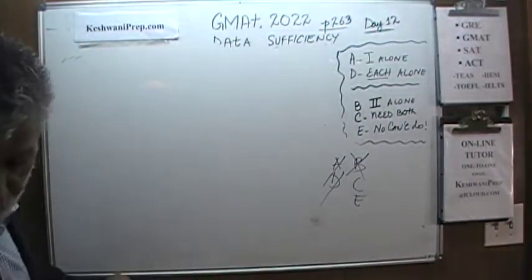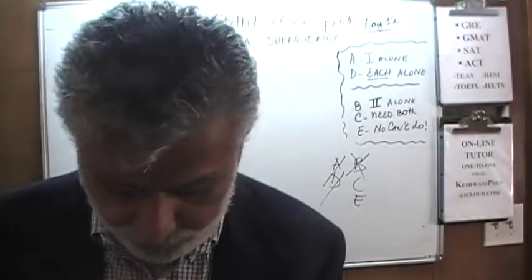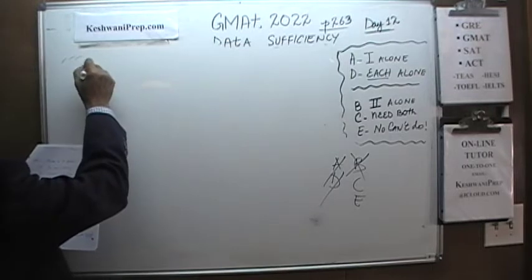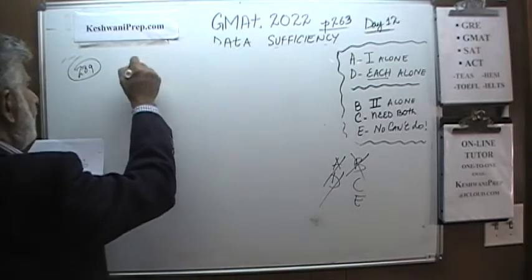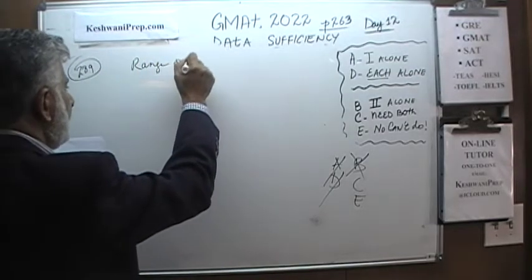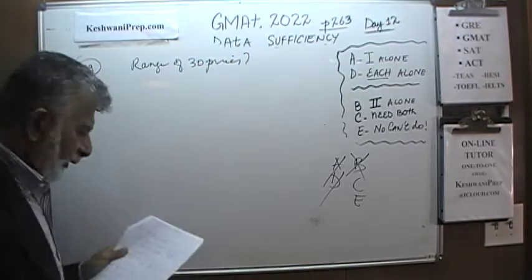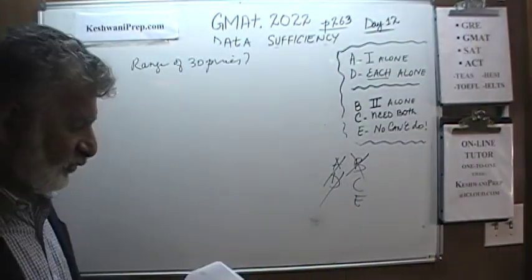"Consistent throughout" is redundant. I understand that. I just realized it. 289. In 289, they're asking for the range of 30 prices. So apparently we have sold 30 purses in our store, and we are being asked, what's the range of these prices?